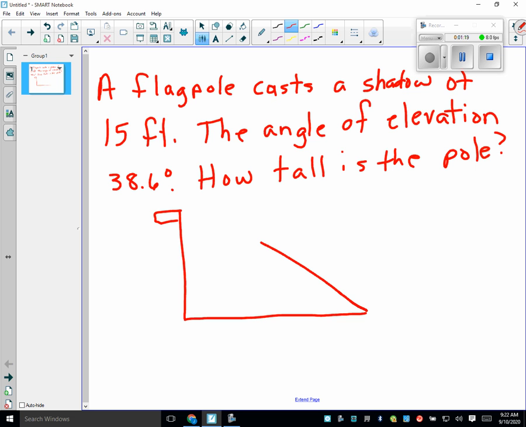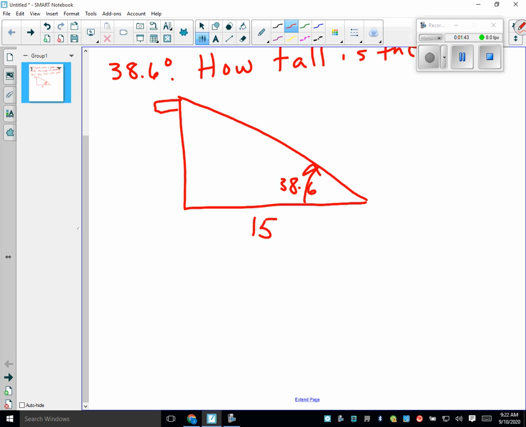Angle of elevation is going up, right? Do you know that? Elevation means going up. And this is 38.6. The shadow's on the ground, isn't it? Yep. So this is 15 feet. I want to find out how tall the flagpole is. I want to find that value.